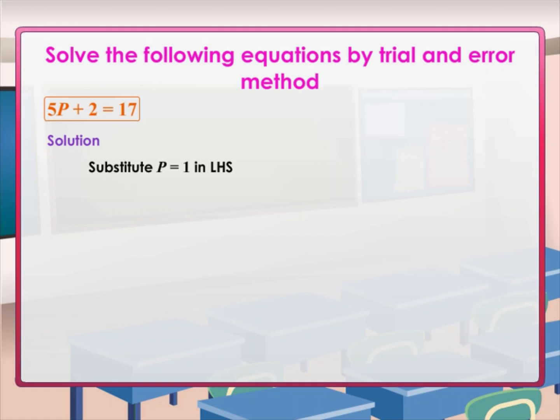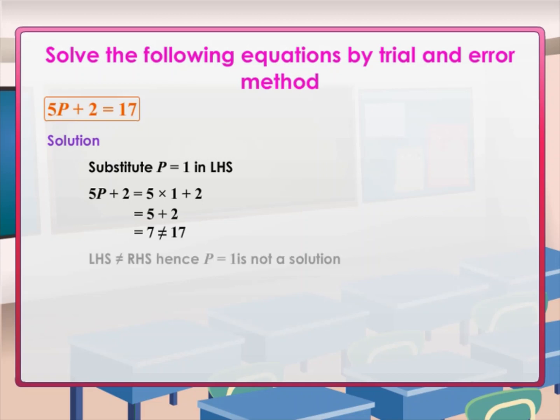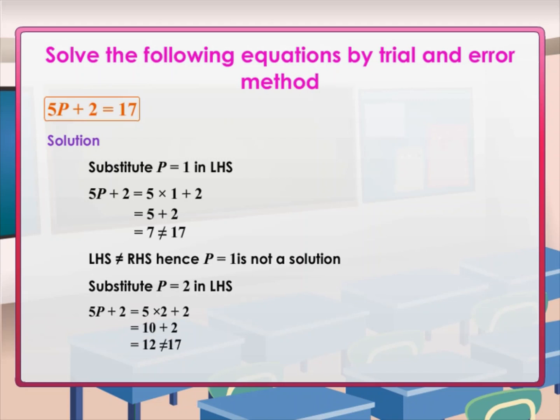Substitute p is equal to 1 in LHS. 5p plus 2 is equal to 5 times 1 plus 2, which is equal to 5 plus 2, which is equal to 7, which is not equal to 17. Therefore, LHS is not equal to RHS. Hence, p is equal to 1 is not a solution. Next, substitute p is equal to 2 in the LHS. 5p plus 2 is equal to 5 times 2 plus 2, which is equal to 10 plus 2, which is equal to 12. It is not equal to 17. Again, LHS is not equal to RHS, hence p is equal to 2 is not a solution.